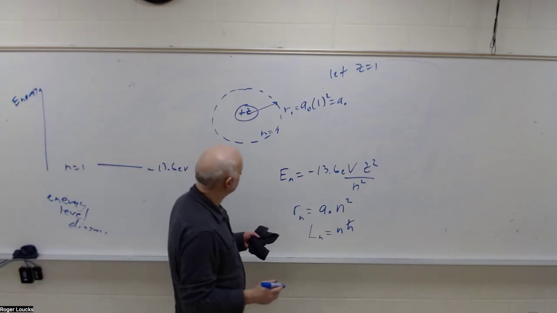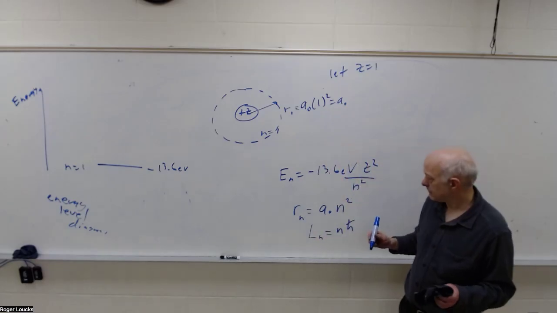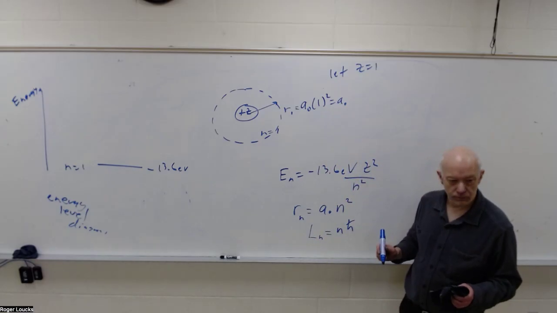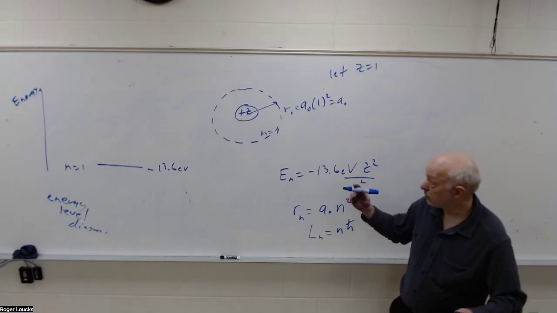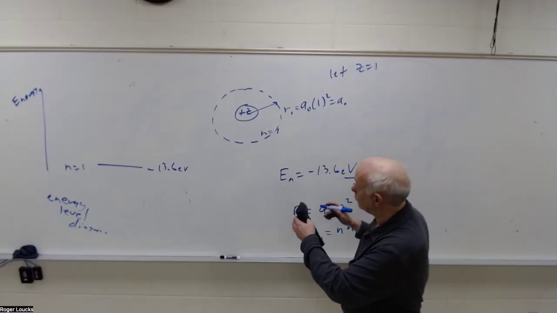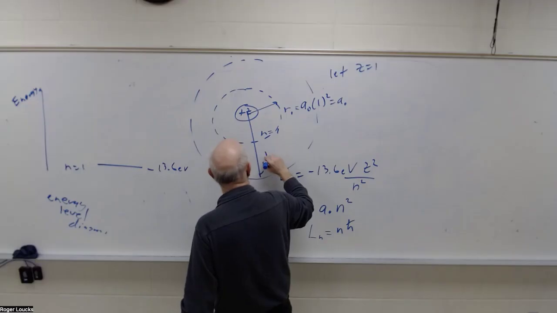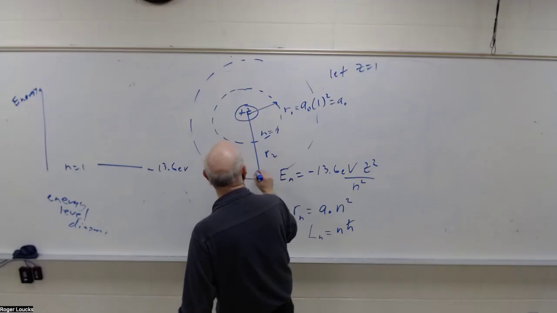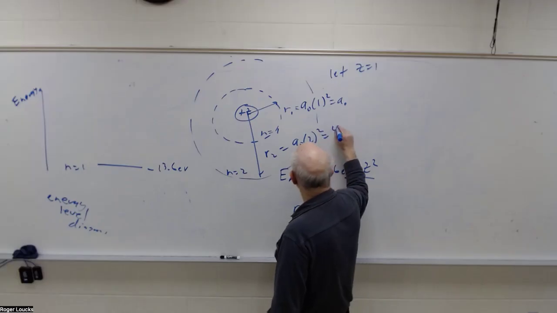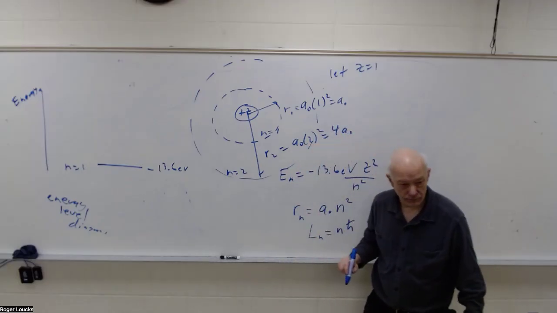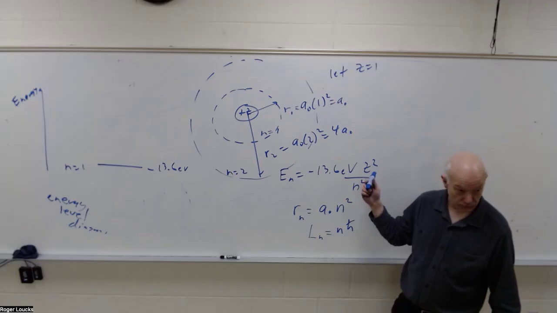Okay, now let's do n equals 2. If n equals 2, what happens to my orbit? It increases by a factor of 4, right? I made this way too big, so this is going to get really big. This is R2, my n equals 2. So R2 is going to be A naught times 2 squared, or 4 A naught. Again, that doesn't really happen in the Bohr atom.